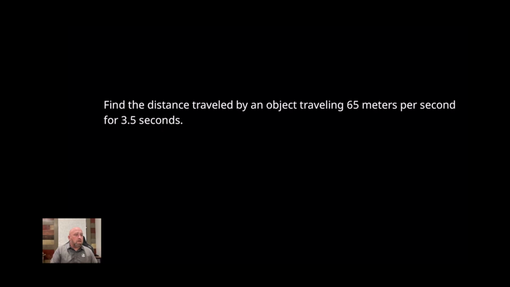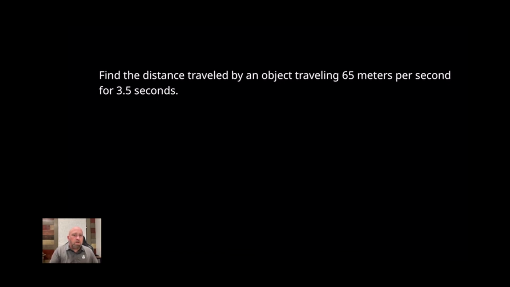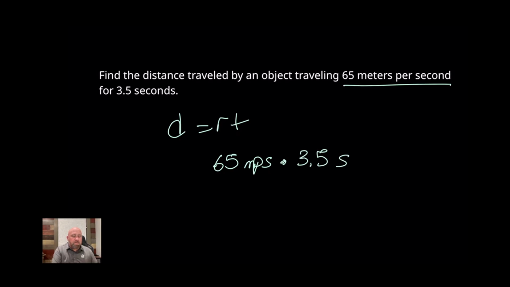This is on the bottom of page 50. Find the distance traveled by an object traveling 65 meters per second for 3.5 seconds. All right, so in our distance formula, D equals RT, we're just going to plug in. So what's the distance? We don't know. That's our dependent variable. And the rate that it's traveling is 65 meters per second. Then we're going to multiply that times 3.5 seconds.